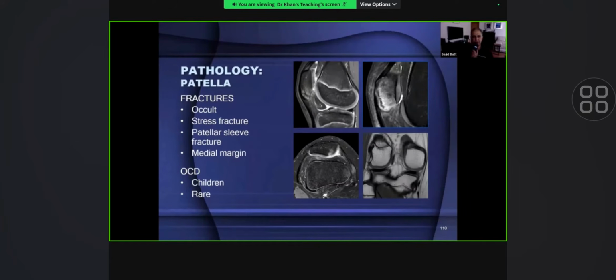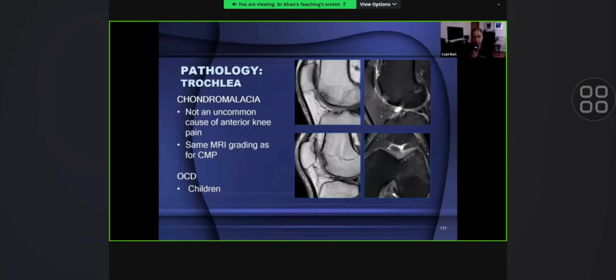The fractures of patella, you can have the acute fractures and you can have the stress injuries of patella. The difference, of course, is in the history. You can get a patellar sleeve avulsion fracture, which is the ligamentum patelli pulling on the lower aspect of the patella, which ends up with a small fragment of bone and soft tissue edema. And osteochondral defects, which can happen in children and are not that common.